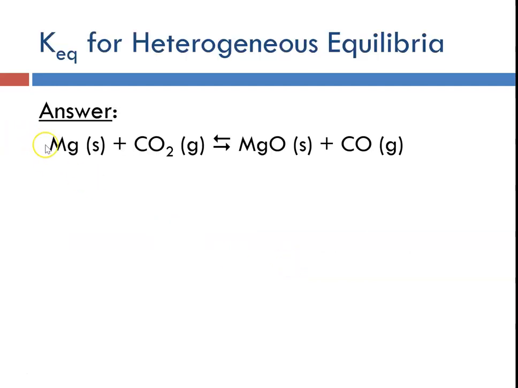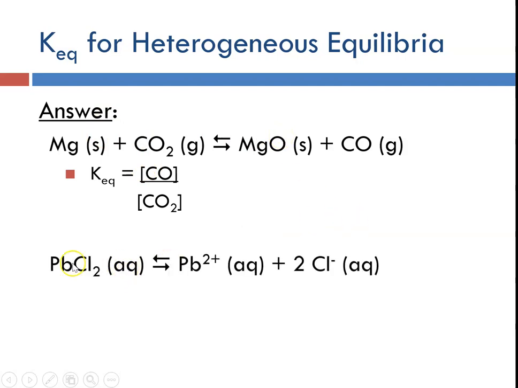In the first case, if we look at this reaction, we know that magnesium solid can't be part of our expression, and magnesium oxide also can't be part of our expression. So our Keq should be the concentration of carbon monoxide divided by the concentration of carbon dioxide. And there it is. Again, the solids cannot be included in our expression.